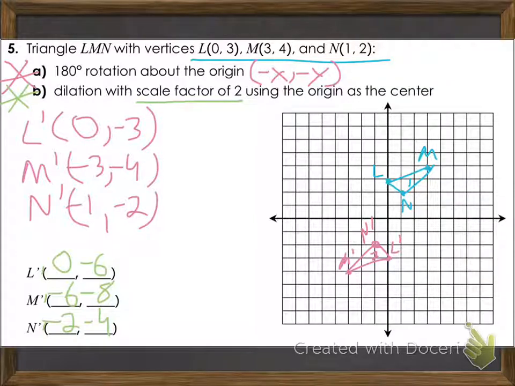So for L double prime, it's 0, -6. So we're just going to go down 6. So that is going to be L double prime. M double prime is going to be going to the left 6 and then down 8, so all the way at the bottom. And then for N double prime, we're going to the left 2 and then down 4. So this is going to be N double prime. And there we go. There's our new shape. We went from here all the way to here. And that's how you do sequences of transformations.